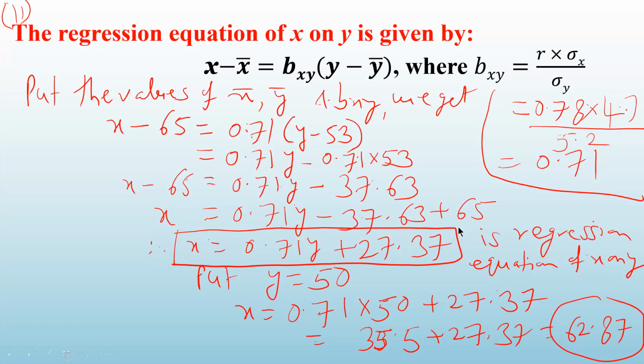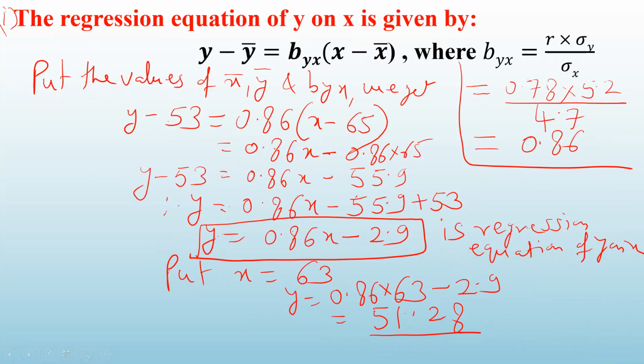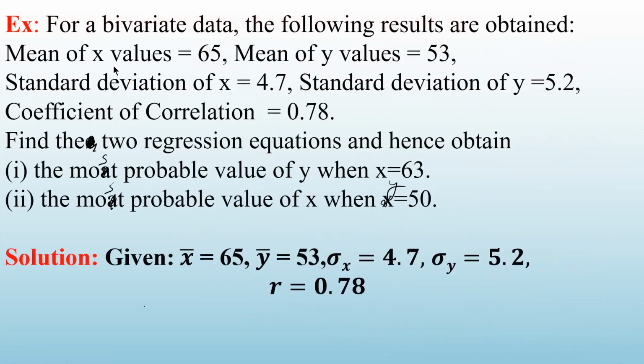Okay. So in this way, you can calculate the value of one of the variables when the value of the other variable is known to us. In this problem, we have calculated the value of y when x was given, and the value of x when y was given as 50. So this completes the problem. Today we have solved this problem in which we have calculated two regression equations. One was y on x and the other one was x on y.